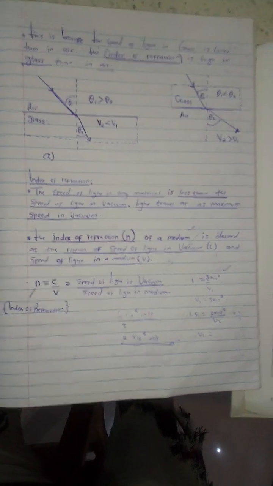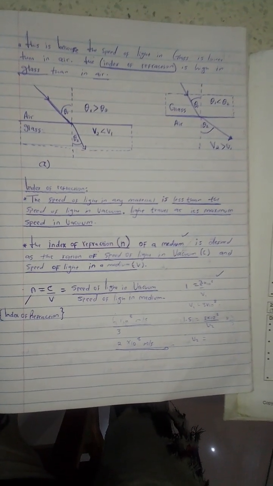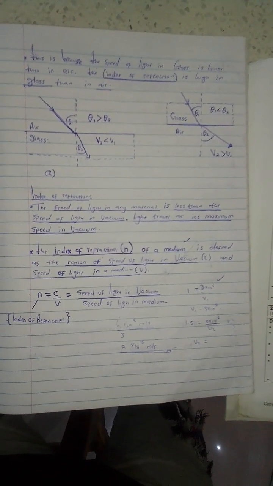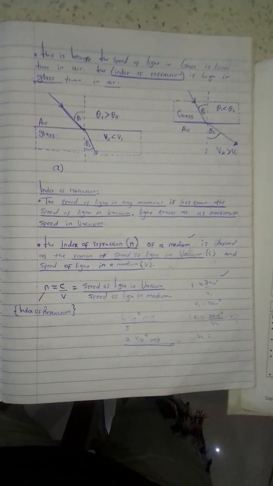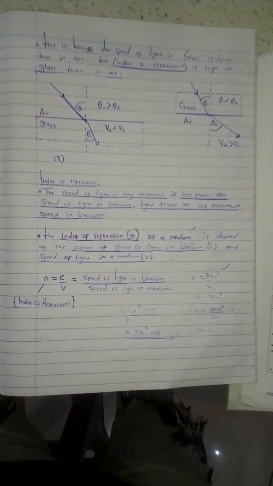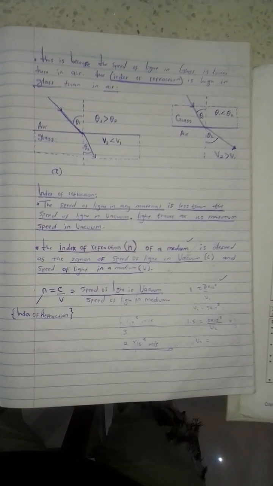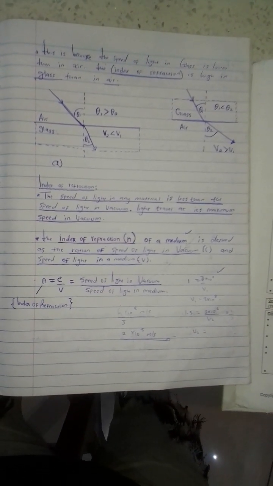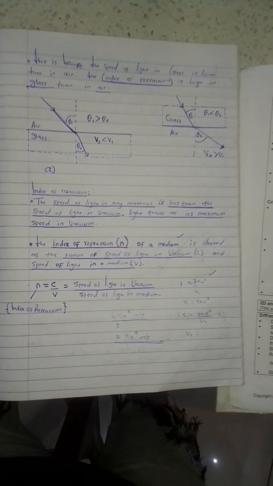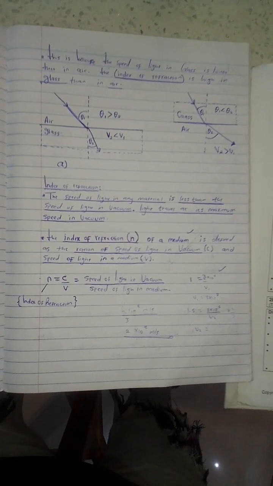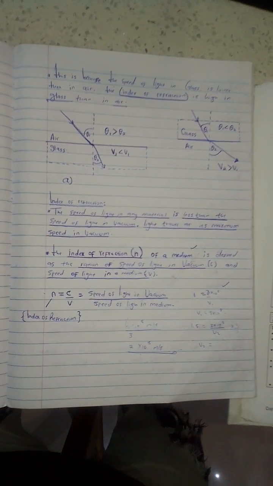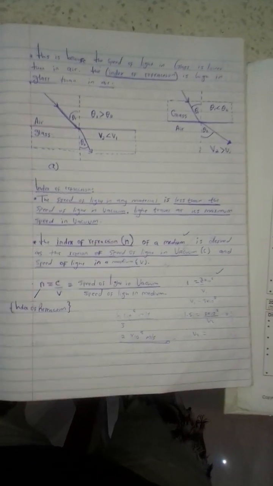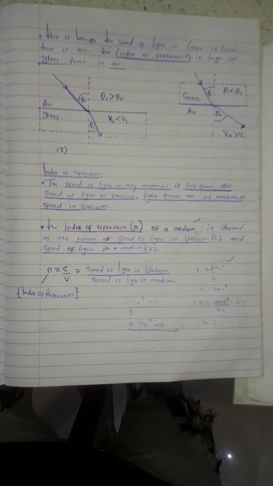As the property says, the speed of light in any material is less than the speed of light in a vacuum. Anything that is in a vacuum is said to be in air. Light travels at its maximum speed in a vacuum. The index of refraction of a medium is defined as the ratio of the speed of light in a vacuum to the speed of light in the medium.